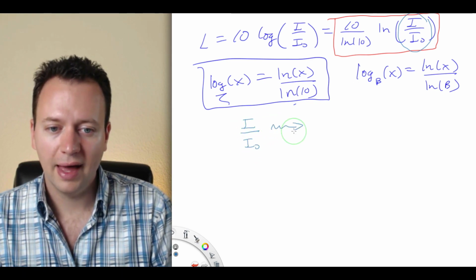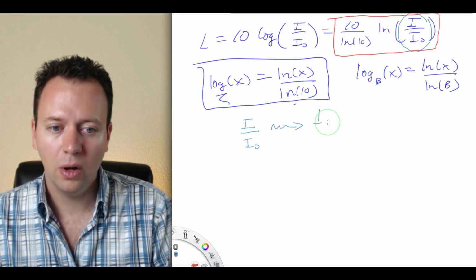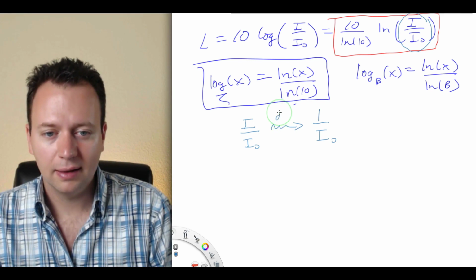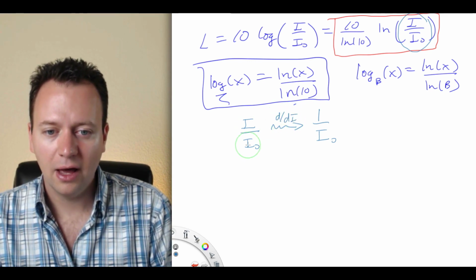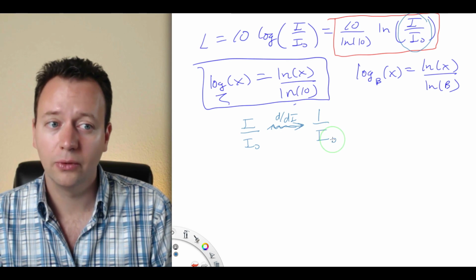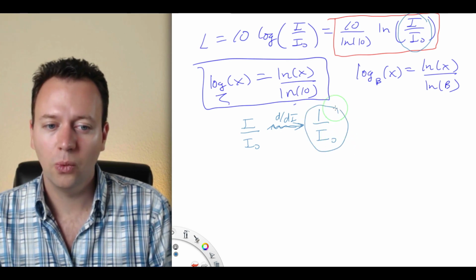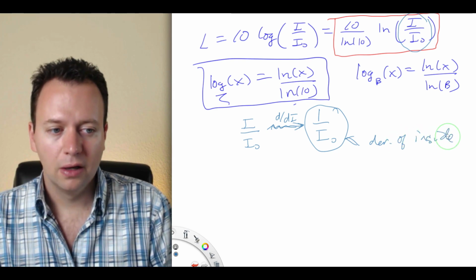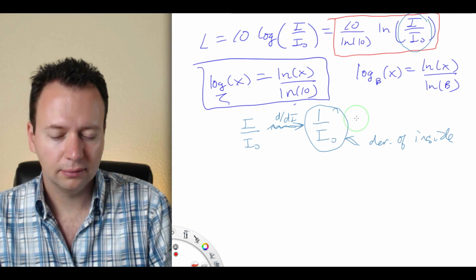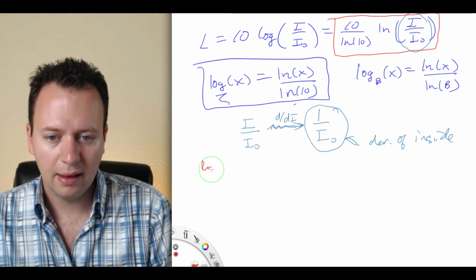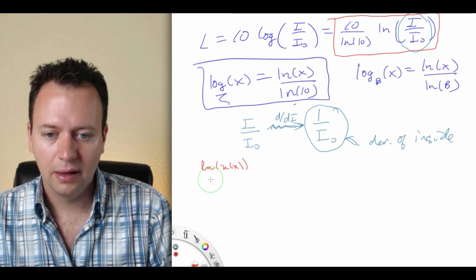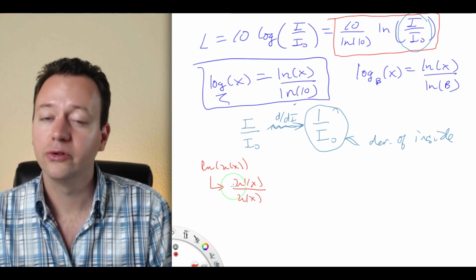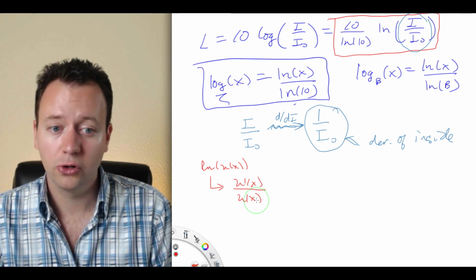So the derivative of that is just going to be 1 over I0. So I0 is a constant and I is the variable. So if we take d by dI, I over I0 goes to 1 over I0. So the derivative of the inside is just 1 over I0. So recall that whenever we have ln of u of x, the derivative is u prime of x divided by u of x. In other words, the derivative of the inside divided by the original inside.